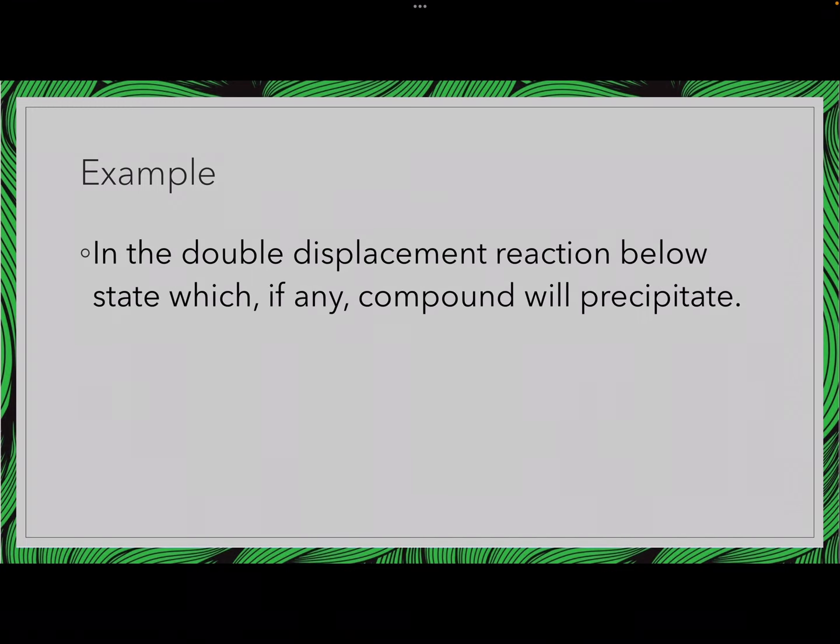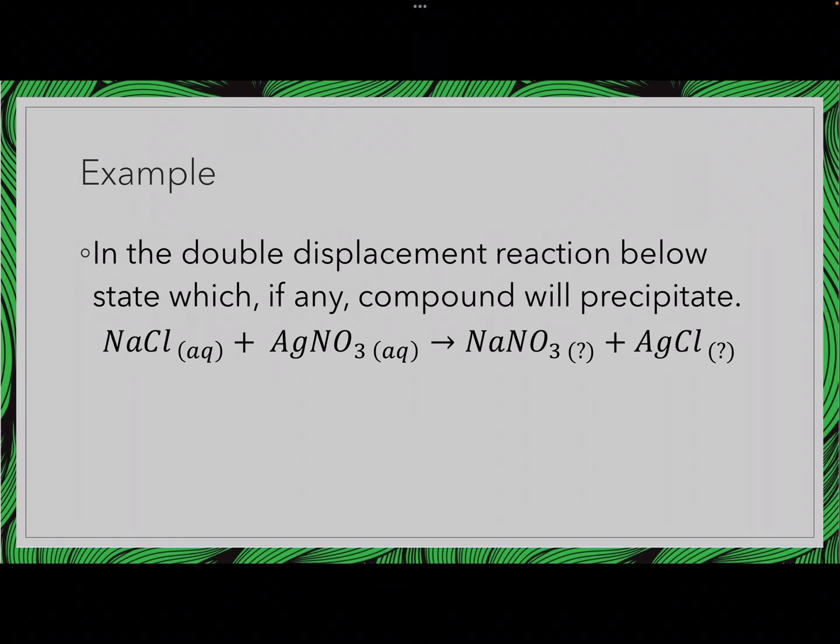So in the double displacement reaction below, state which, if any, compound will precipitate. So here we have sodium chloride and silver nitrate. It forms sodium nitrate and silver chloride. Now, what's going to happen when they mix? Let's have a look at the products. Initially we've got sodium. That's a group 1 metal. As we saw on NAGSAG, group 1 metals are all soluble. There are no exceptions to that one.